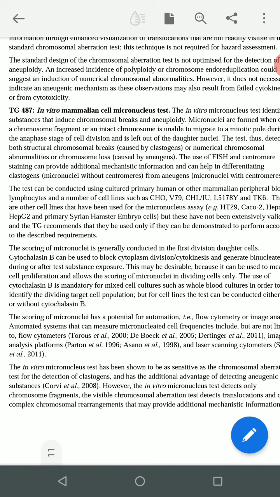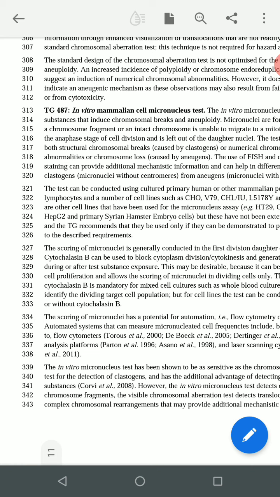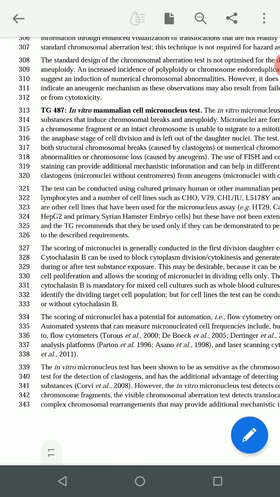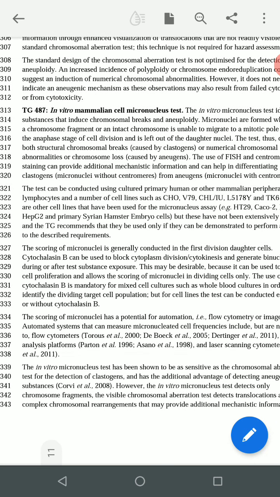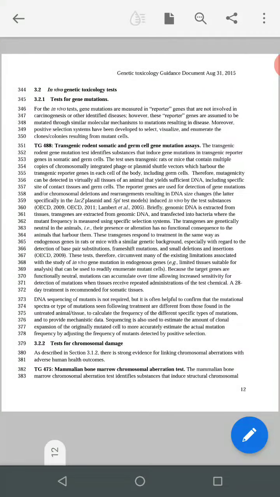The in vitro micronucleus test has been shown to be as sensitive as the chromosomal aberration test for the detection of clastogens. So for the detection of clastogens, we can use the in vitro micronucleus test, and it has the additional advantage of detecting aneugenic substances. Aneugenic substances can be observed by the in vitro mammalian cell micronucleus test. However, the in vitro micronucleus test detects only chromosomal fragments. The visible chromosomal aberration test detects translocations and other complex chromosomal rearrangements that may provide additional mechanistic information.